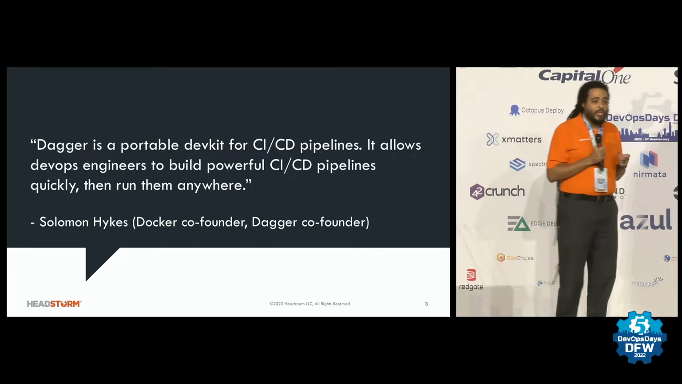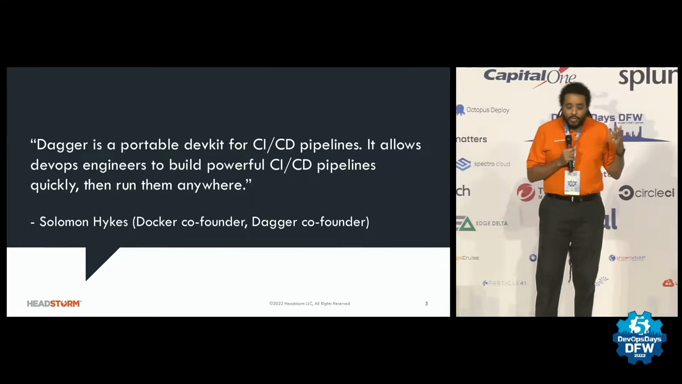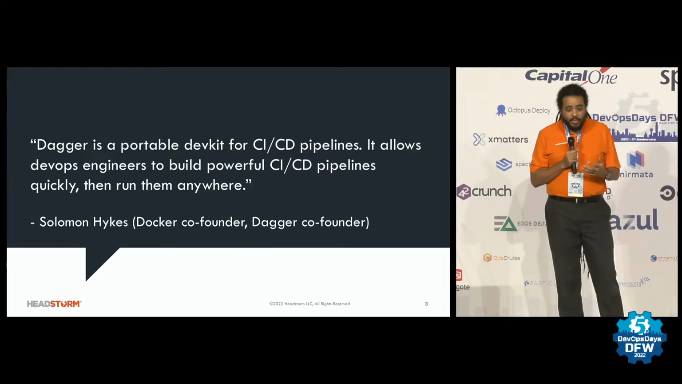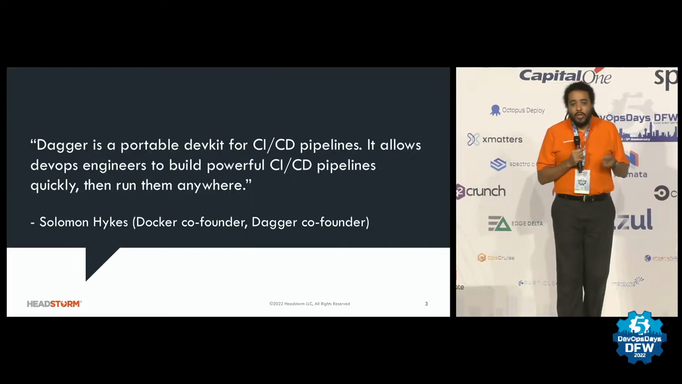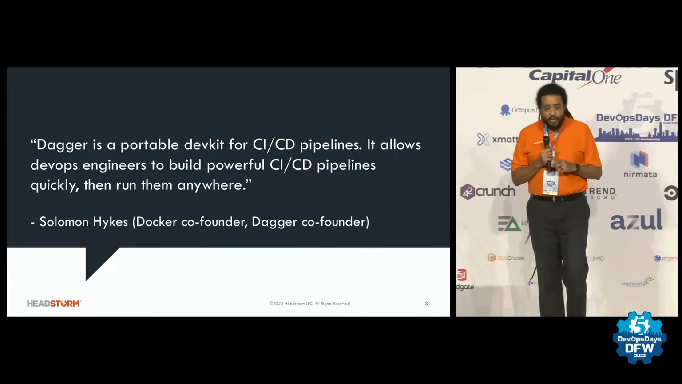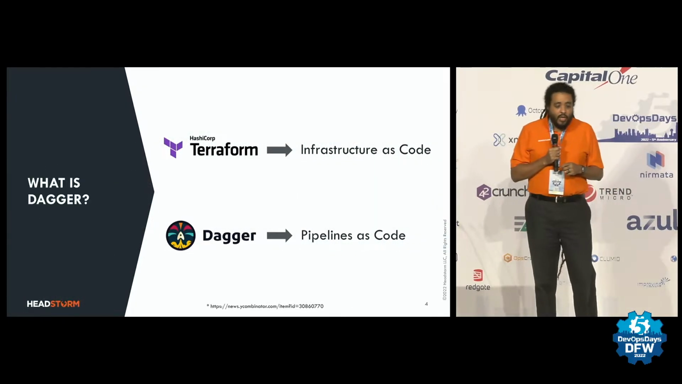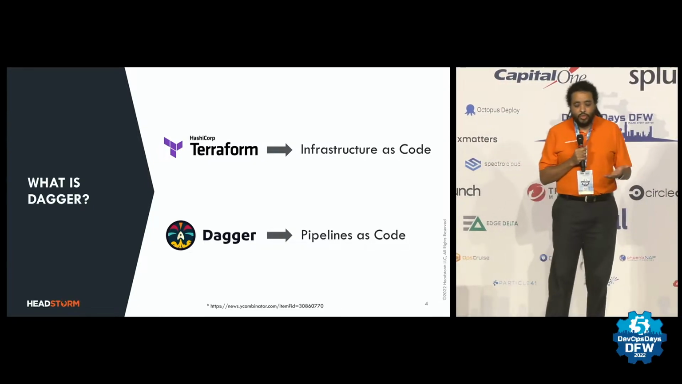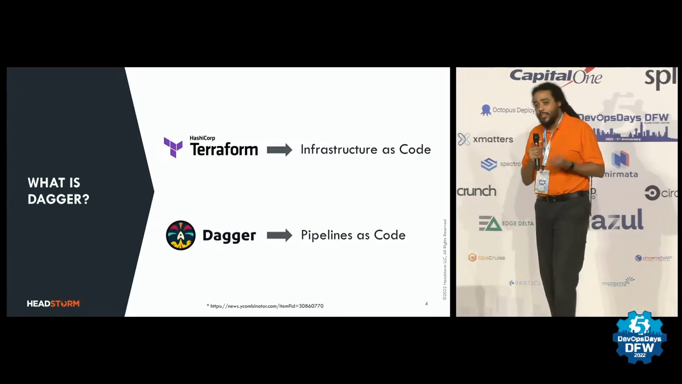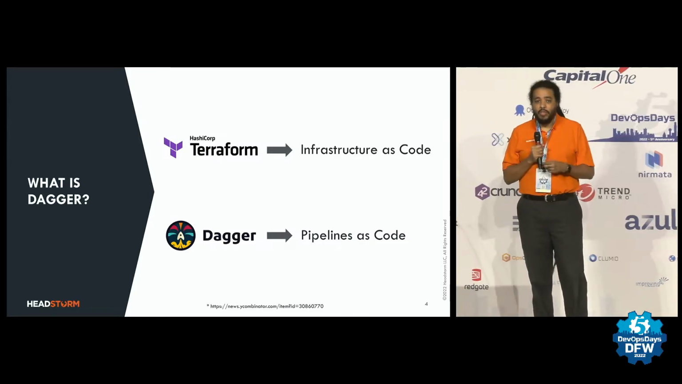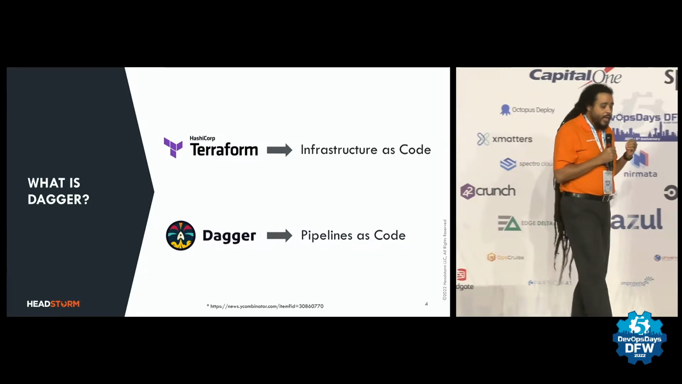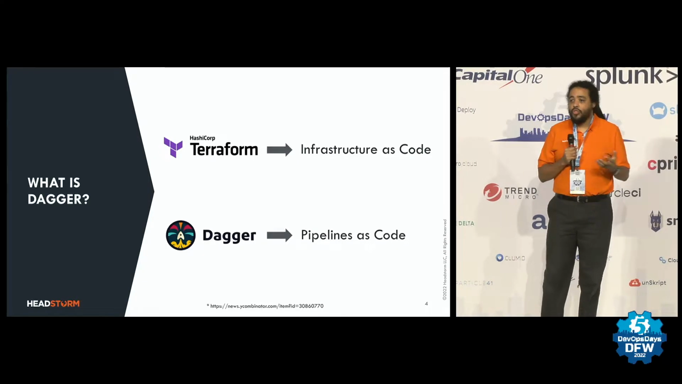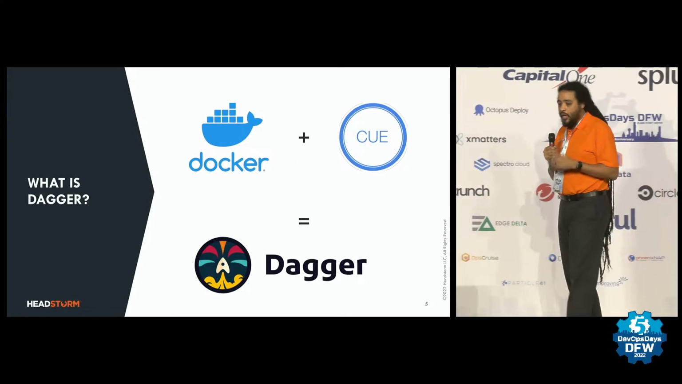So let's start with what Dagger is. This is a quote from one of the founders: Dagger is a portable dev kit for CI/CD pipelines. It allows DevOps engineers to build powerful CI/CD pipelines quickly, then run them anywhere. For me, that is a pretty compelling use case in and of itself. But if you look at it this way, what they're really trying to do is make Dagger for pipelines as code what Terraform is to infrastructure as code: a platform agnostic tool for building pipelines that should provide a better developer experience than what we are used to today.